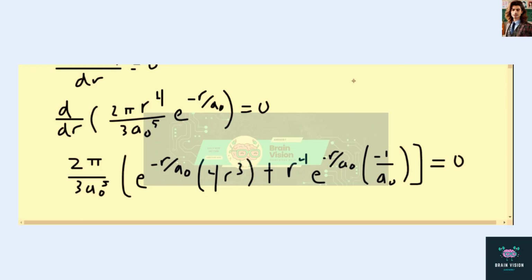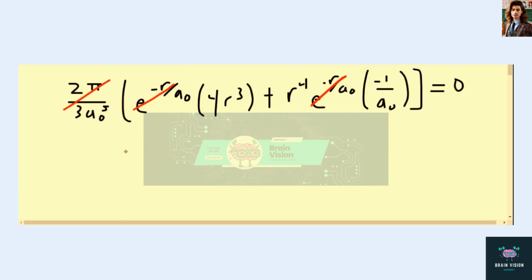So we can first divide both sides by that constant that's out front, so that's going to go away. We also have e to the minus r over a naught values in both, so we can divide by that, and it's going to go away. So what we're left with is 4r to the third minus r to the fourth over a naught is equal to 0.